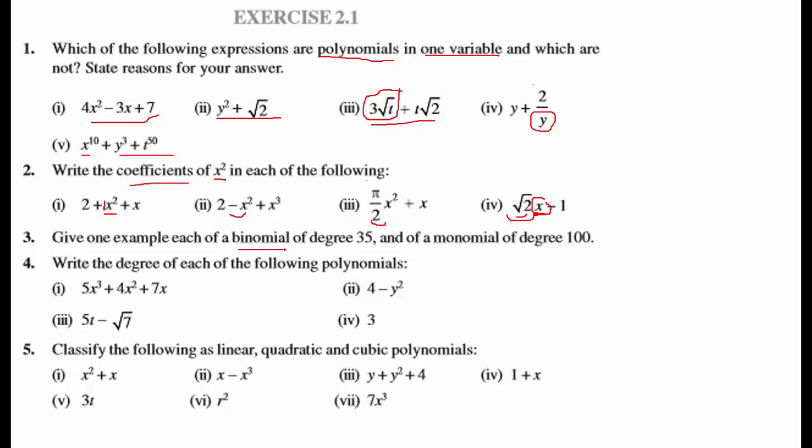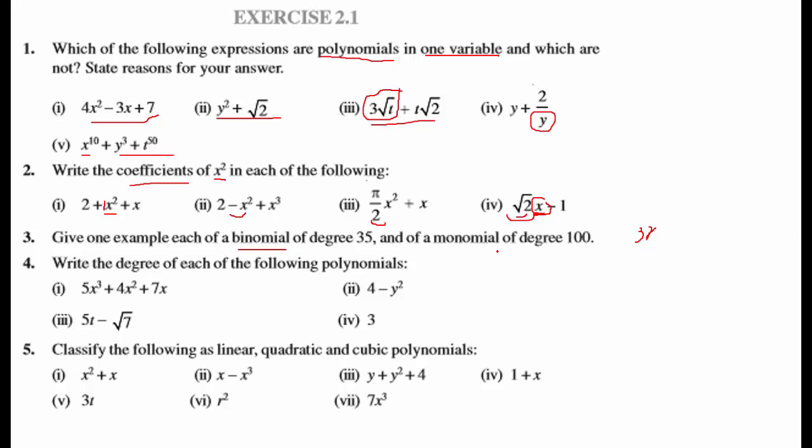Now binomial means there will be two terms, and of degree 35 means the highest power will be 35. So I can write 3x raised to power 35 plus 9. Here we have used two terms. First is the constant term and second is x raised to power 35. There are a number of examples. x raised to power 35 plus x raised to power 34. This is also a binomial of degree 35.